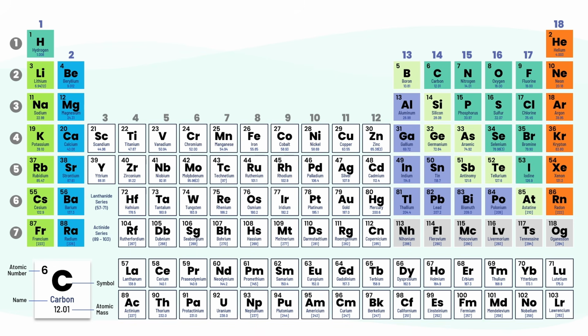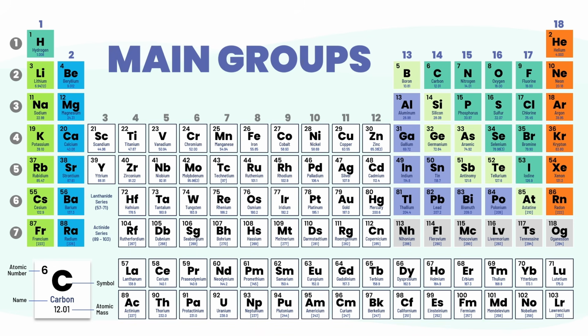Let's take a step back and see the bigger picture. Here we highlight the main groups, groups 1, 2, and 13 to 18. These are the groups where the number of valence electrons follows a clear and consistent pattern, and that makes them especially important for understanding how elements behave.